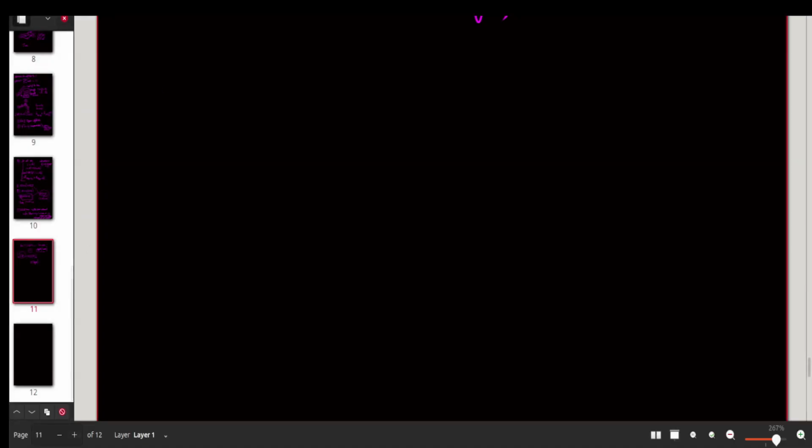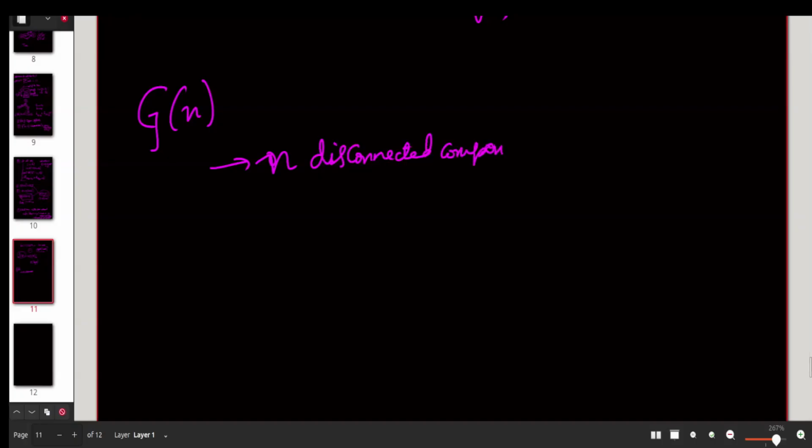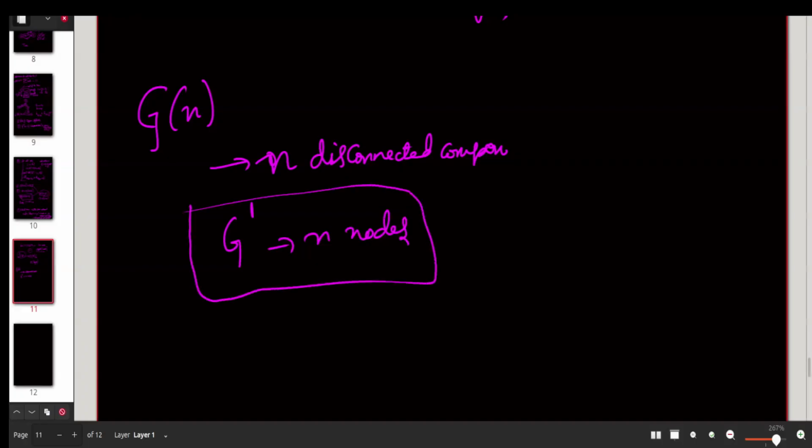And for a graph with n nodes, in the worst case, there could be n disconnected components. So the resultant graph will also have n nodes, because our final step is actually on the resultant graph.